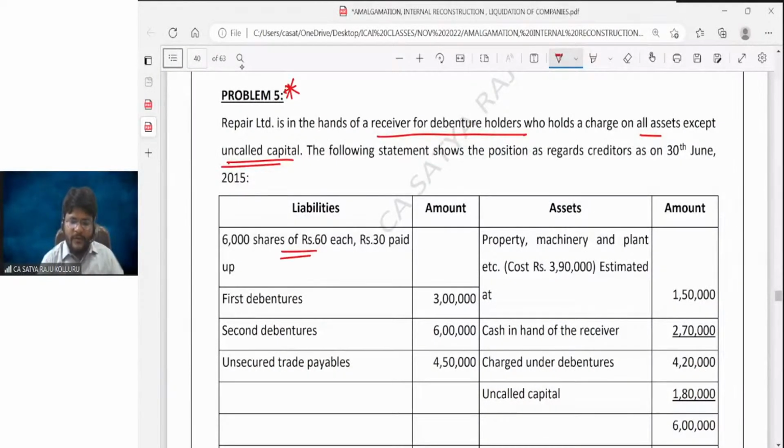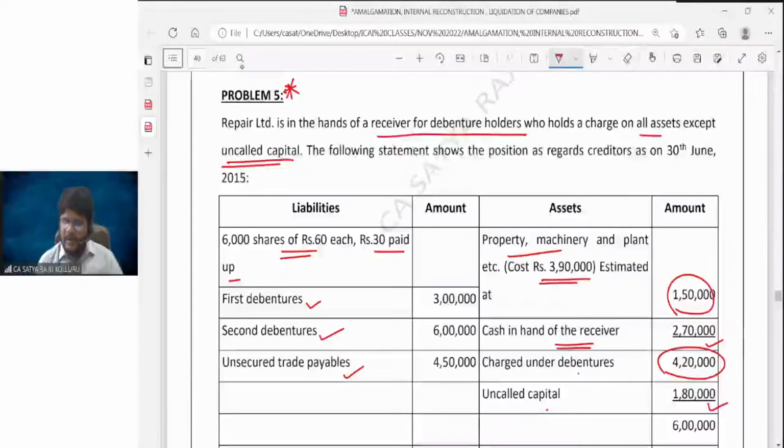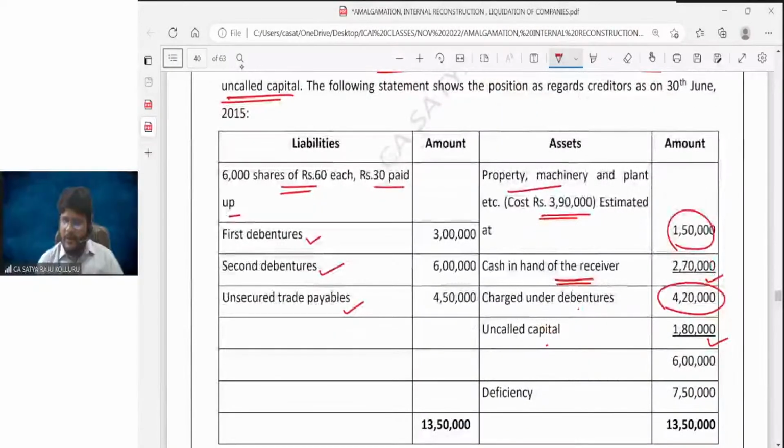6,000 shares of rupees 60 each, 30 paid up. First debentures 3 lakhs, second debentures 6 lakhs, unsecured trade payables 4,50,000. PPE estimated at 1,50,000, cost price 3,90,000. Cash in hand of the receiver 2,70,000. Charged under debentures 4,20,000, uncalled capital 1,80,000. Then the amount given at 6 lakhs, deficiency was 7,50,000. Totals here 13,50,000, here 13,50,000.